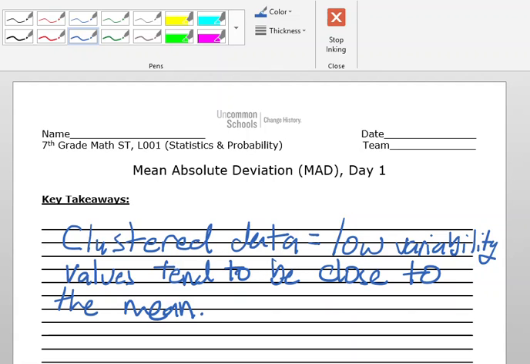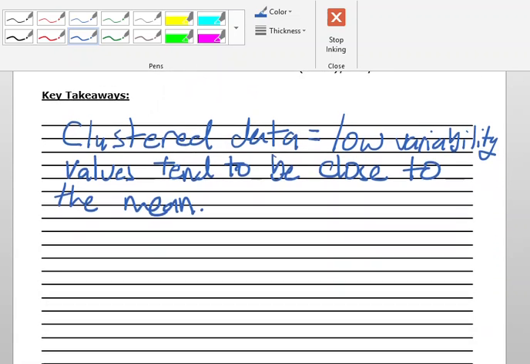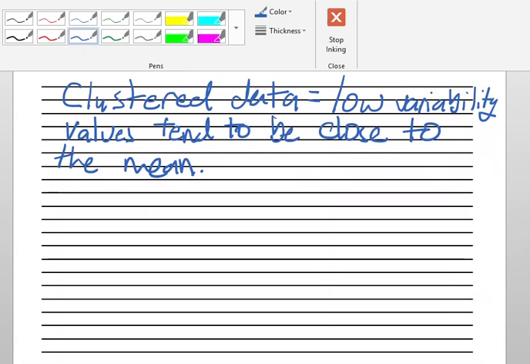An example we talked about today of clustered data would be if I were to ask the ages of all of the boys in 7th grade. That would probably be clustered data because most of you are probably between the ages of 11 and 14 years old. So I'm not going to have a lot of variability in the ages. But if I were to ask the teachers on staff their age, we might have more spread out data.